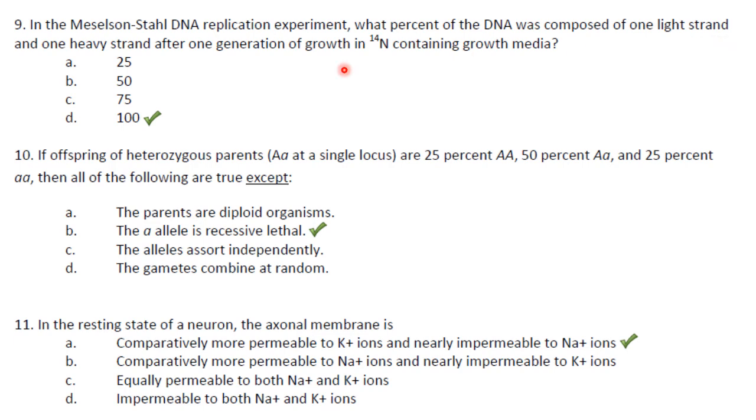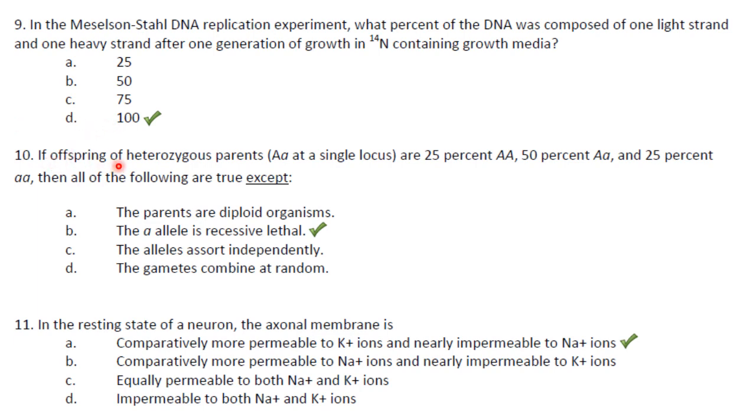So they have asked what percentage of the DNA was composed of one light strand and one heavy strand after one generation. After one generation, all the DNA molecules will have one heavy and one light strand. So answer is option D, that is 100%.